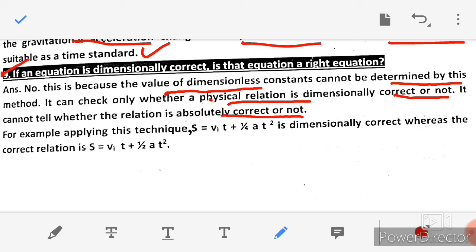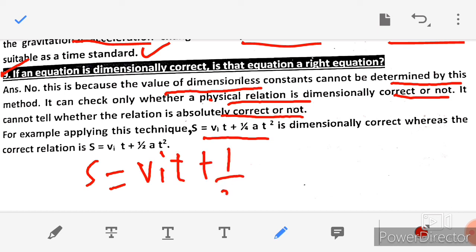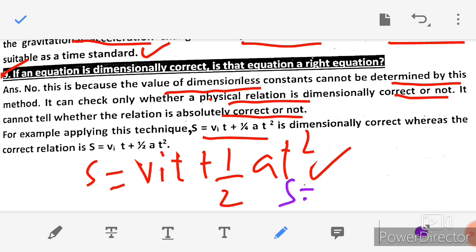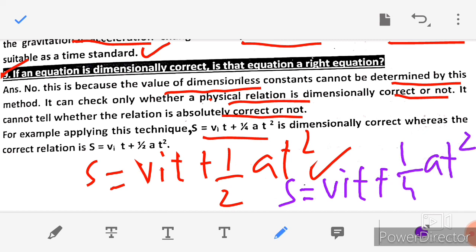For example, applying this technique, S = vᵢt + ¼at² is dimensionally correct, whereas the correct relation is S = vᵢt + ½at². But S = vᵢt + 1/4 at² is also dimensionally correct. So this is the equation.